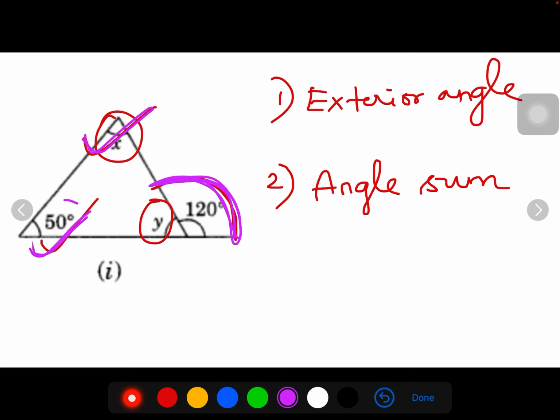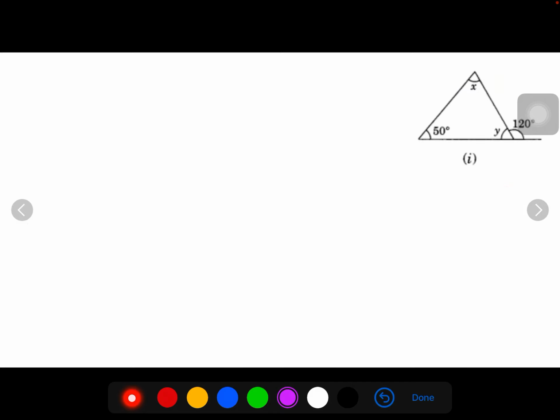So 120 is equal to x and 50. You will apply the exterior angle property to find the value for x and the angle sum property to find the value for y. So we'll do the problem step by step. First we'll apply the exterior angle property. As I have already told you, the exterior angle 120 is equal to the sum of the interior opposite angles. So here x plus 50 is equal to 120 degrees.